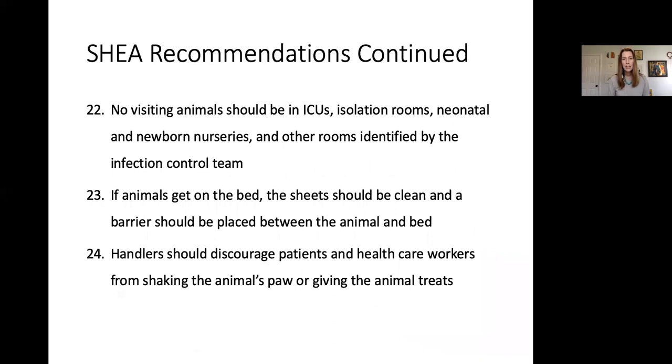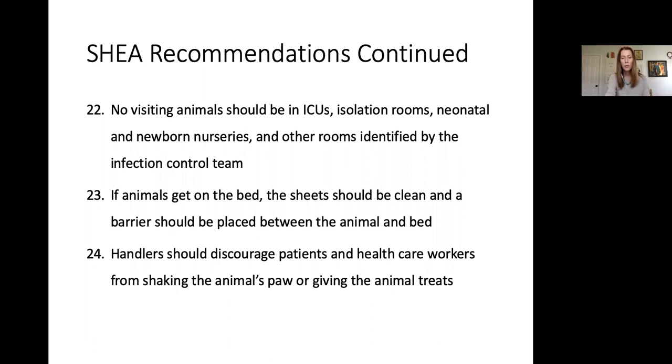Certain areas, again, should probably just remain off limits. Now, this is going to be a case-by-case basis, but in general, ICUs, isolation rooms, nurseries, and other high-risk areas are not going to be spots where animals should be, and that's just to protect our highly immunocompromised patients. If a therapy program or intervention means that the animal gets on the bed, there should be a barrier in between the bed sheets and that animal. And again, this is going to protect both the patient as well as the animal itself.